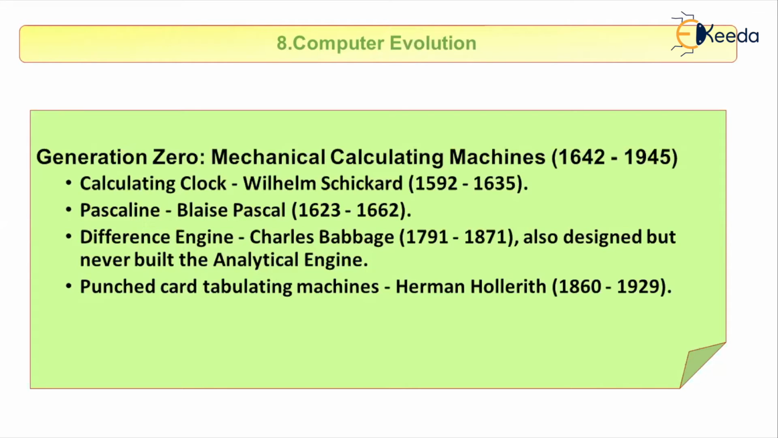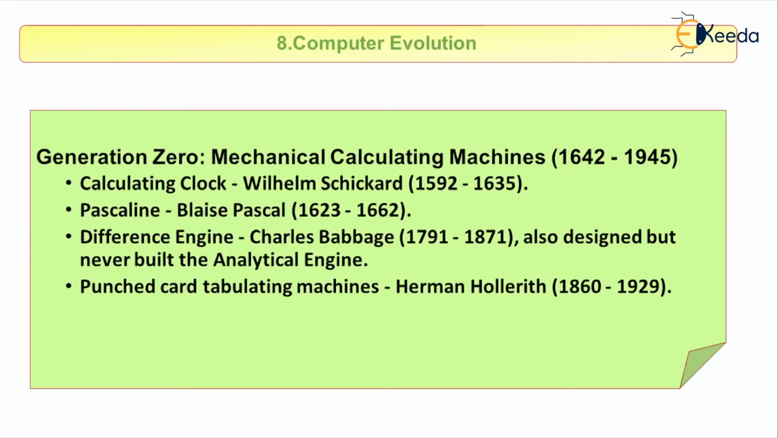This evolution was from the year 1642 to 1945. Within this evolution, there were some minor evolutions which also took place. Let us have a look at that. Calculating clock. This was done by a scientist called Wilhelm Schickard, from the year 1592 to 1635.